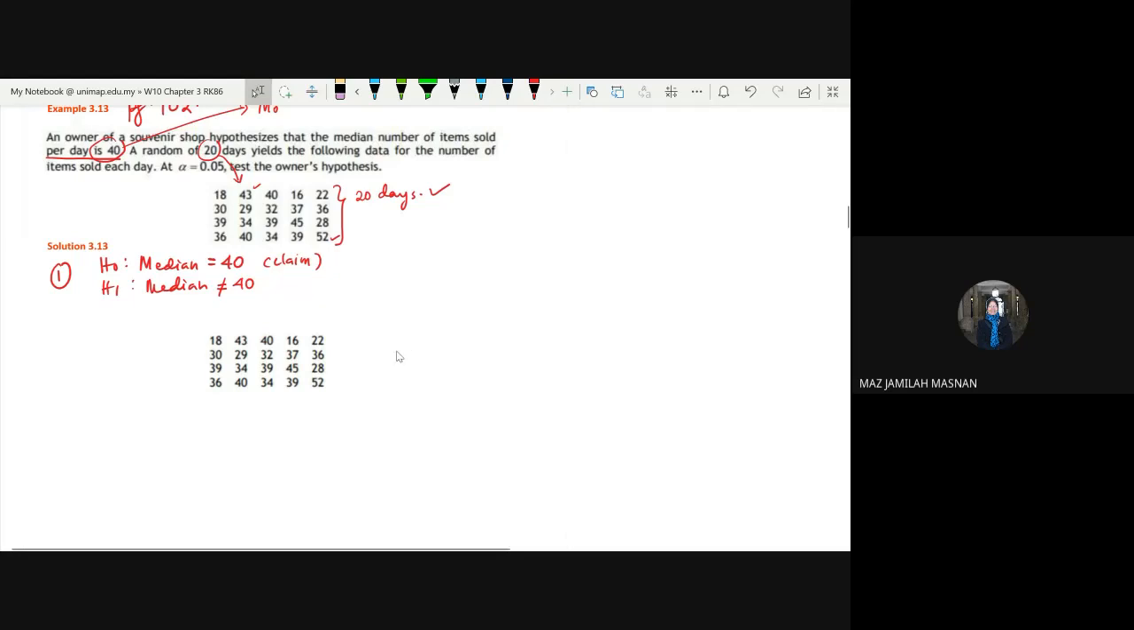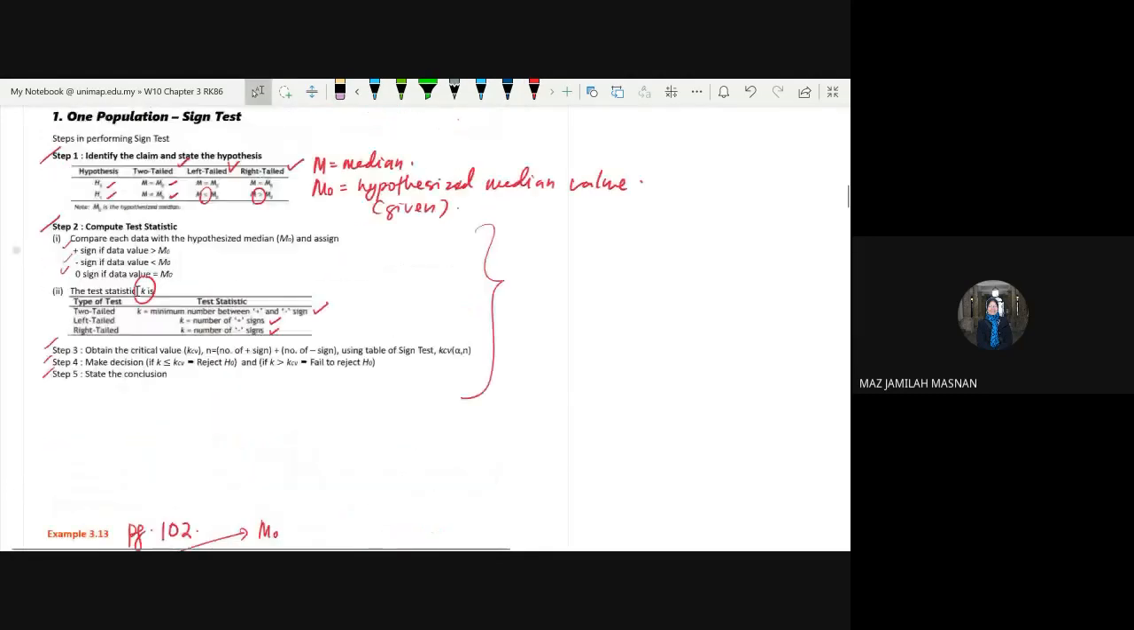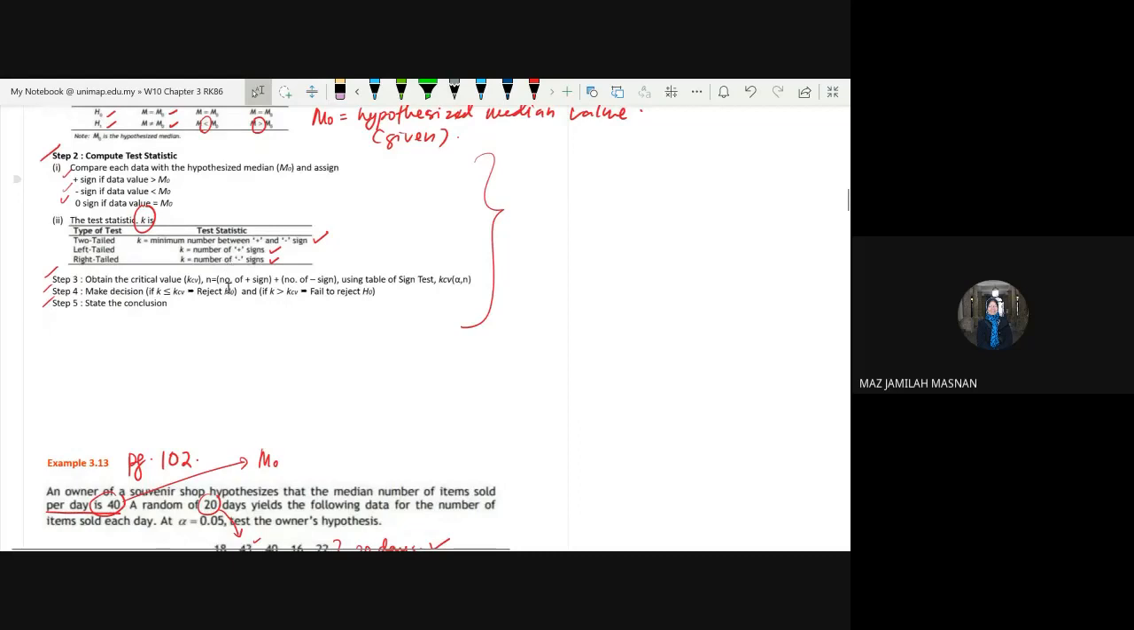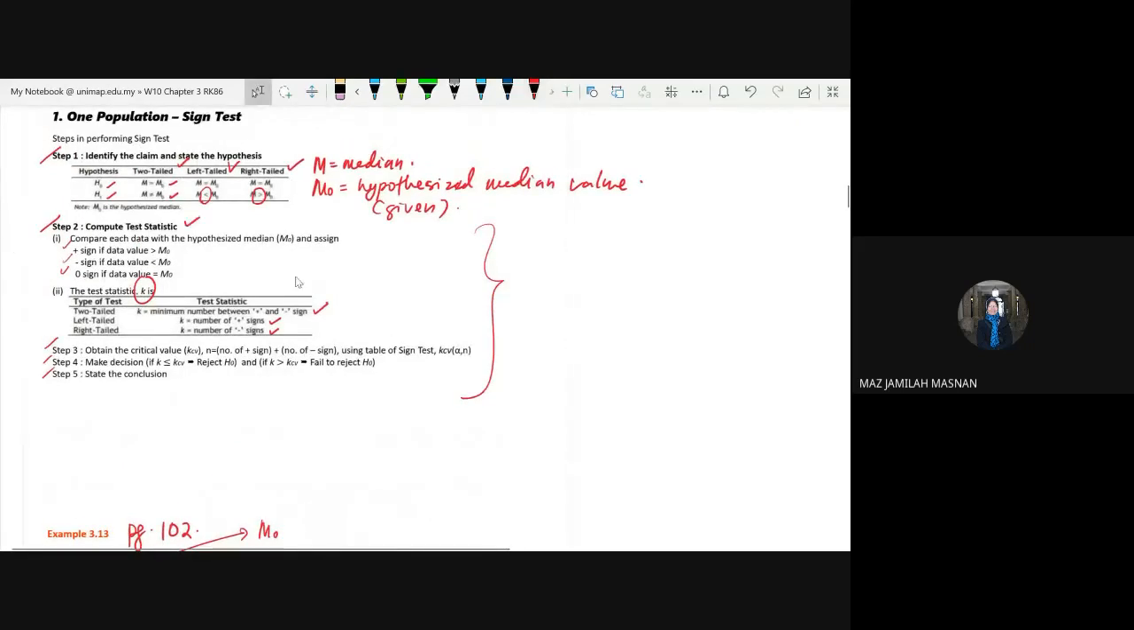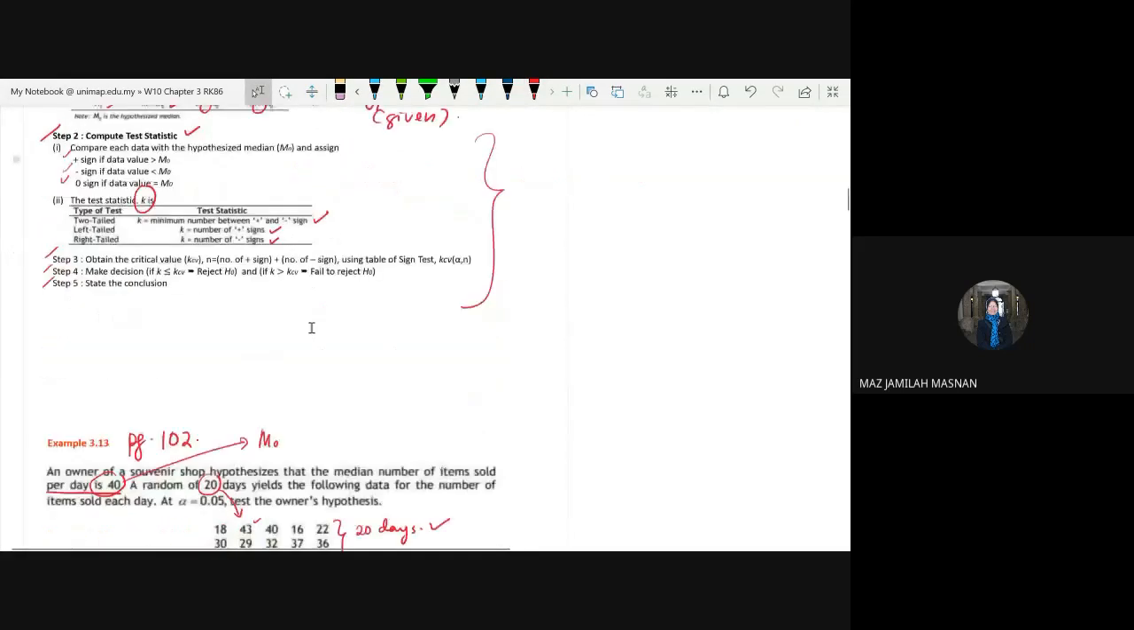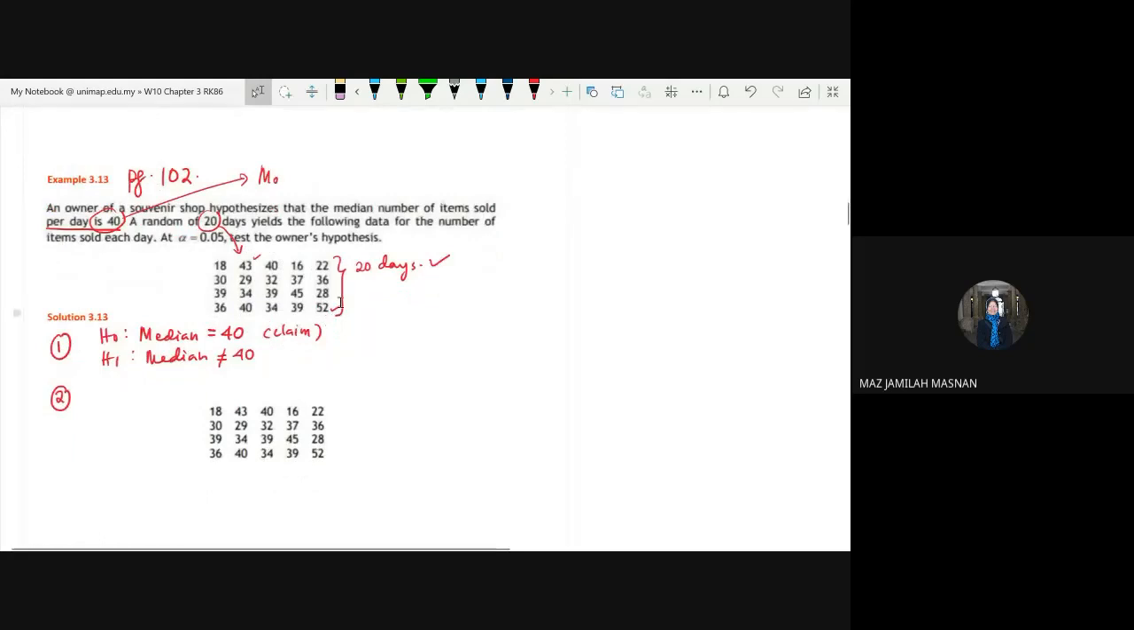So that would be your first step. For the second step, you need to find the critical value. Sorry, you need to compute the test statistic. There will be a bit of confusion in your textbook, because the second step should be the test statistic, but it's okay. We follow the textbook. The second step would be to obtain the critical value.